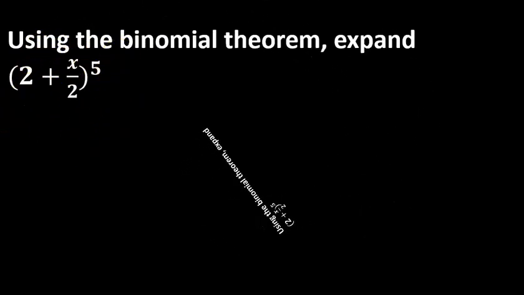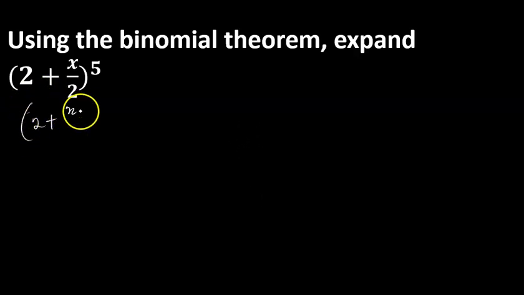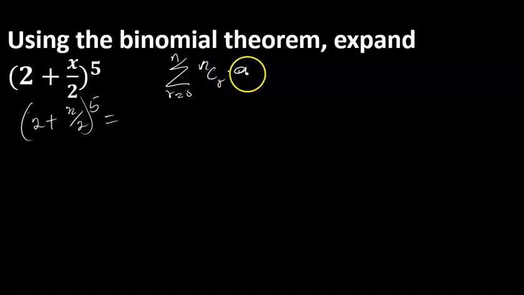Now we're going to expand. We're expanding (2 + x/2) all raised to power 5. Now this is equal to, remember our combination method. The combination method is basically the summation of, this is n, r equals 0, n, I have nCr times a raised to power n minus r times b raised to power r.